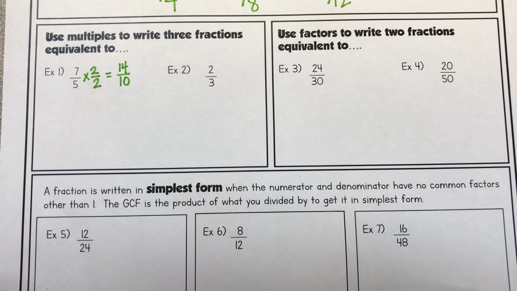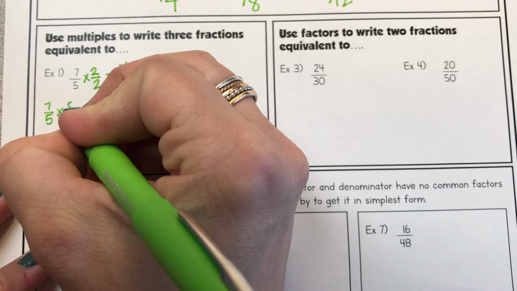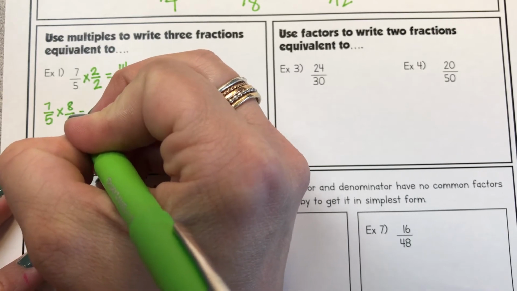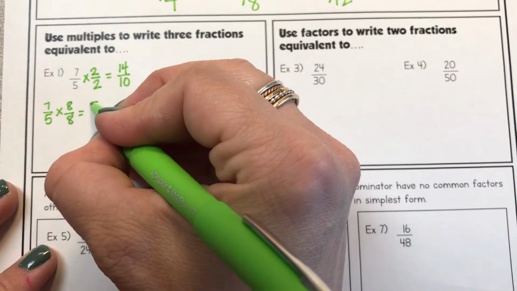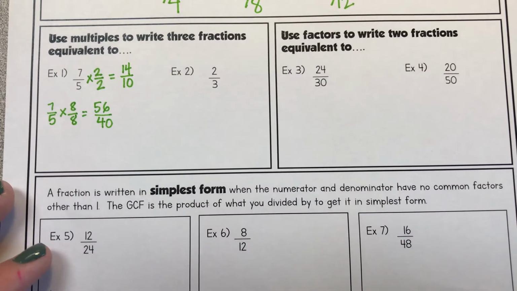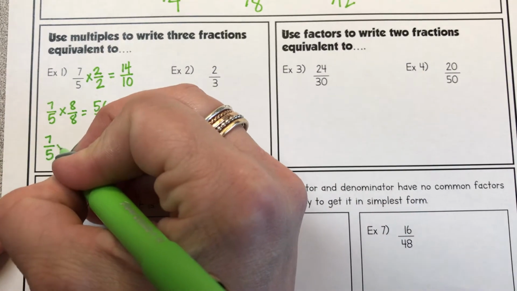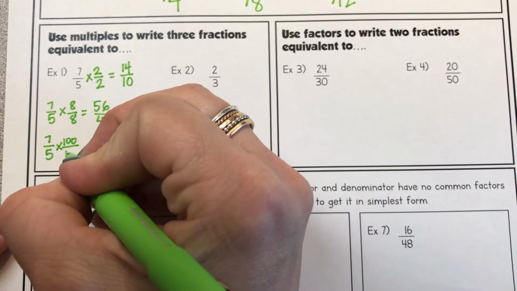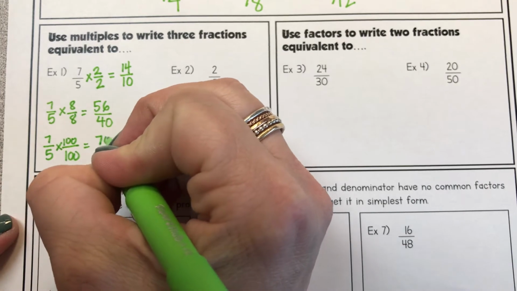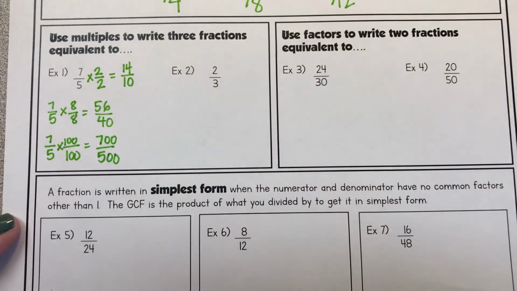Okay, and it doesn't matter what number you pick. If I have 7 over 5 times 8 over 8, okay, I would get 56 over 40. That is an equivalent fraction. Okay, I could multiply 7 over 5 by 100 over 100 and get 700 over 500. All 3 of those fractions are the exact same amount.